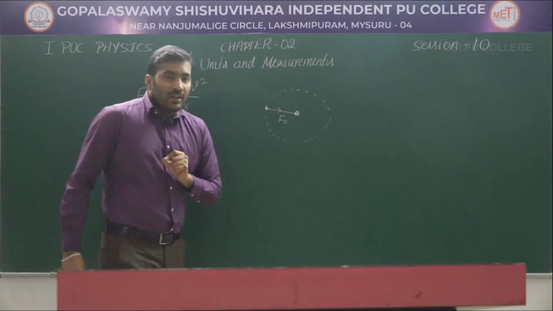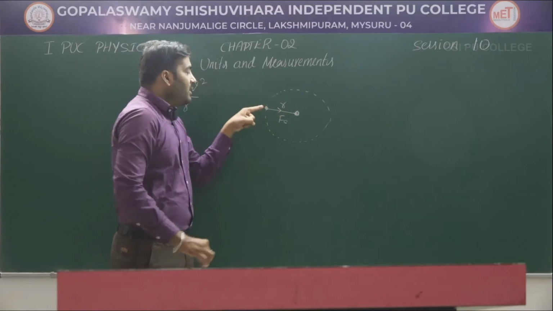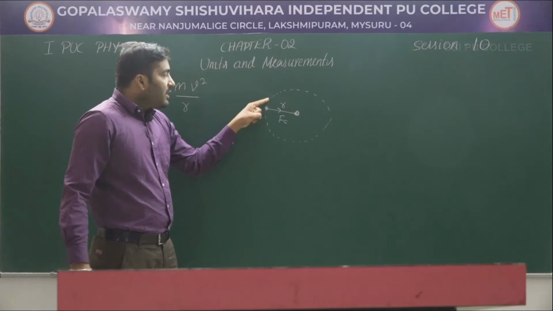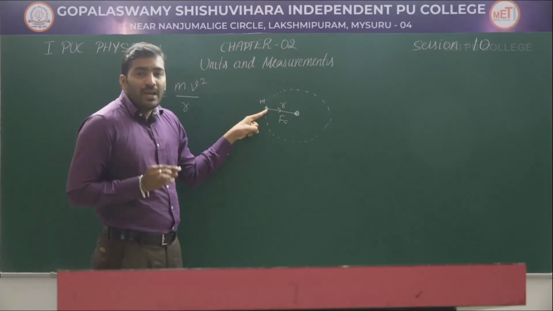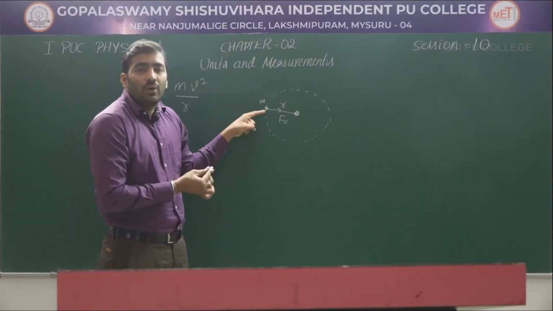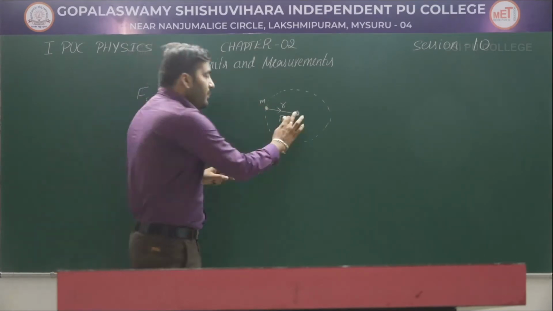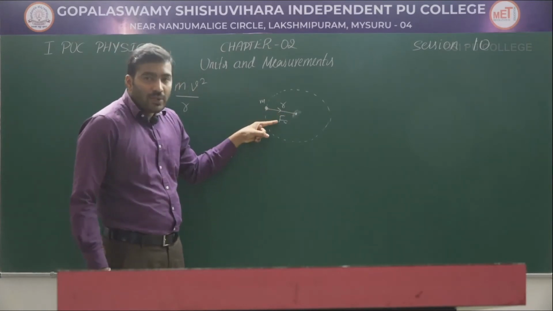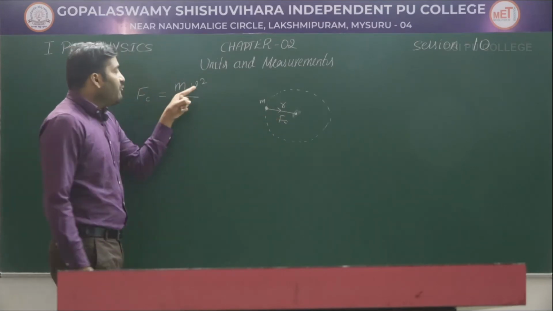If any object is moving in a circular path of radius r, and this is the particle which has a mass of m, and if this particle is moving in a circular path, it continuously experiences a centripetal force. A force which acts towards the center of a circular path is called a centripetal force. So this centripetal force Fc is equal to mv square by r.